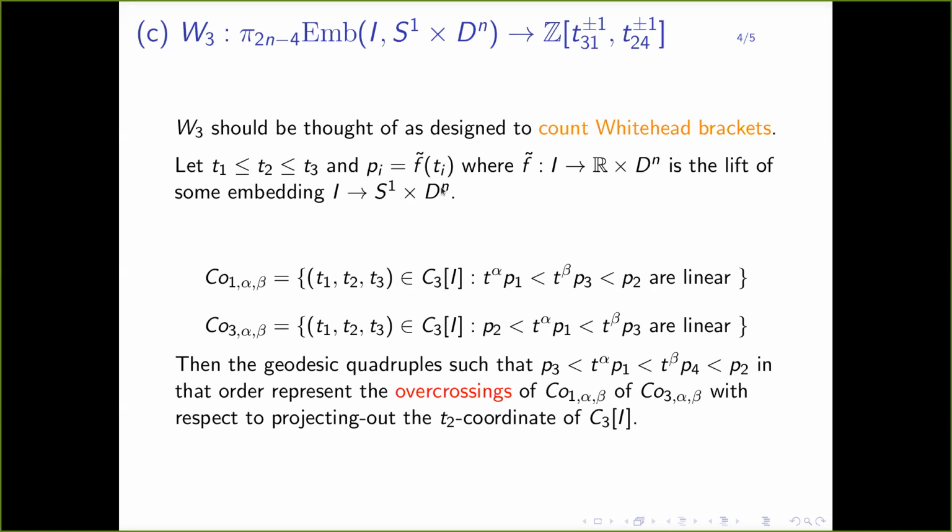The thing is that these geodesic quadruples are a count of overcrossings of co1 alpha beta over co3 alpha beta with respect to the T2 coordinate. So you're thinking about them as living in this spherical family cross C3 of an interval, which is like a tetrahedron. So these are designed to count Whitehead products in that sense.